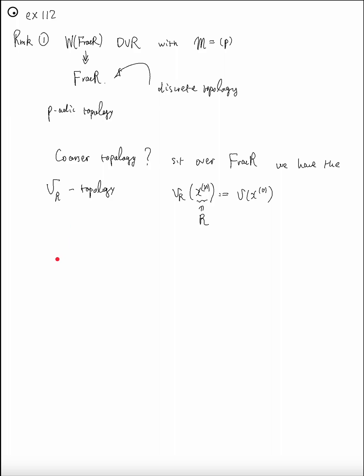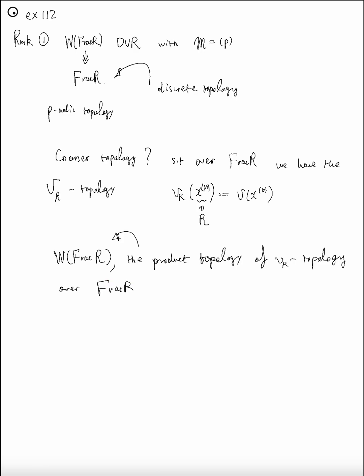And this topology, what should it be? So it corresponds to the product topology. Give it a product topology of the valuation topology on each factor, on each component, on each vector entry, right? This is sometimes called the weak topology or natural topology, maybe.